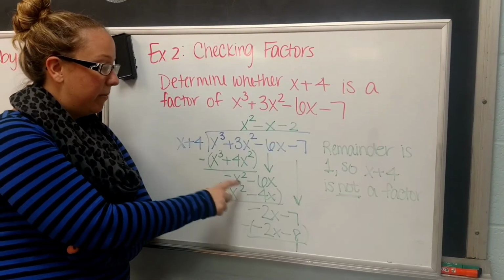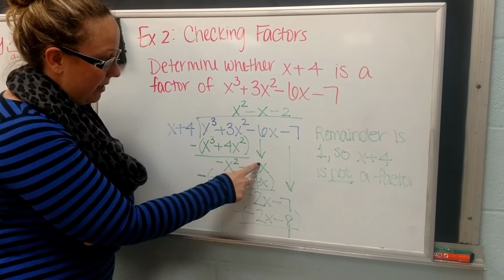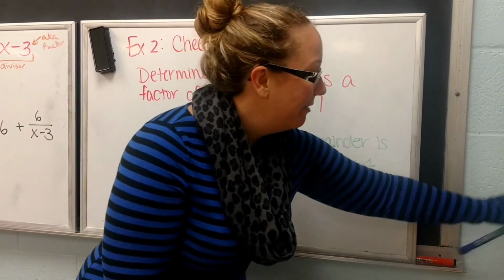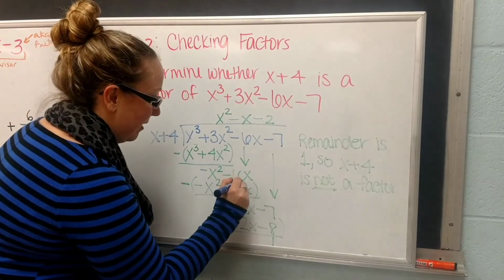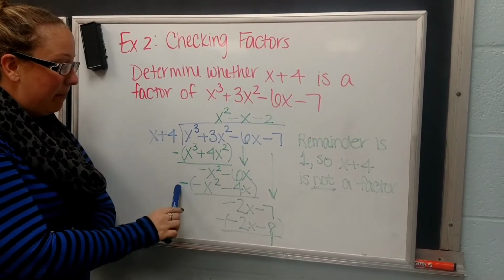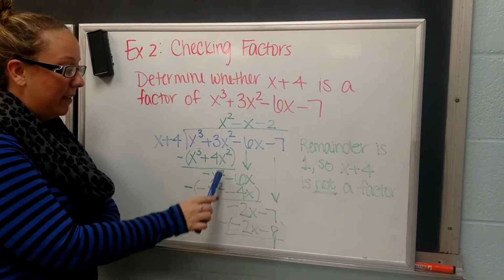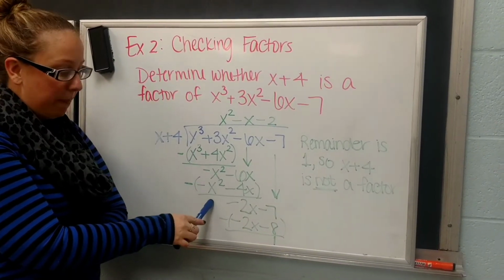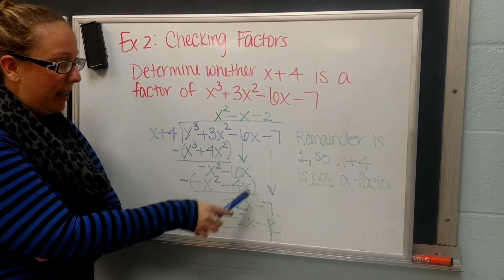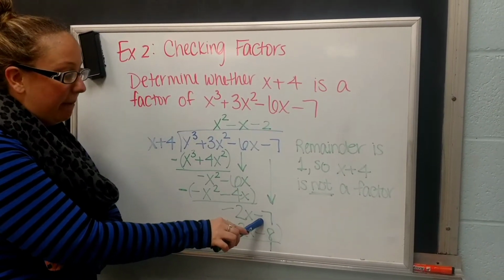And negative x times 4 is negative 4x. So when I subtract them, negative x squared minus negative x squared is nothing, is 0. Negative 6x minus negative 4x is negative 2x. And I'm going to bring down my negative 7.